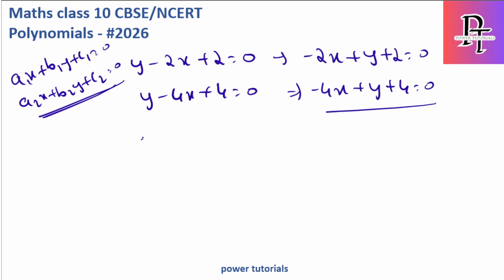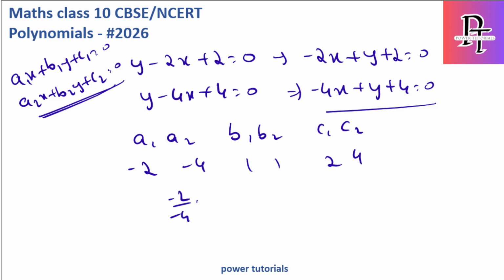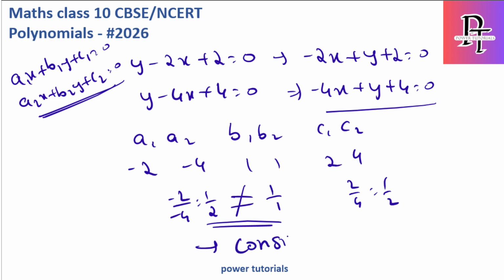Okay, let's find a1, a2, b1, b2, c1, c2. This is very important before going to any method. Why? Because you'll understand here. a1 is minus 2, a2 is minus 4, b1 is 1, b2 is 1, c1 is 2, c2 is 4. a1 by a2 is minus 2 by minus 4, which is 1 by 2, b1 by b2 is 1 by 1, c1 by c2 is 2 by 4, which is 1 by 2. So here itself I can see a1 by a2 is not equal to b1 by b2, hence these lines are consistent and will be intersecting, and the number of solutions should be 1.